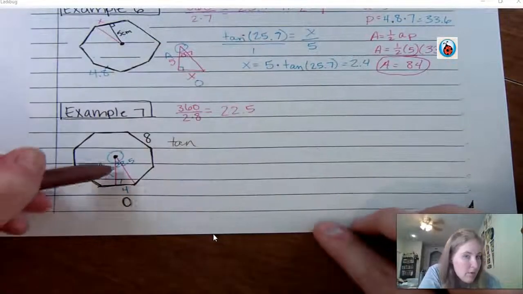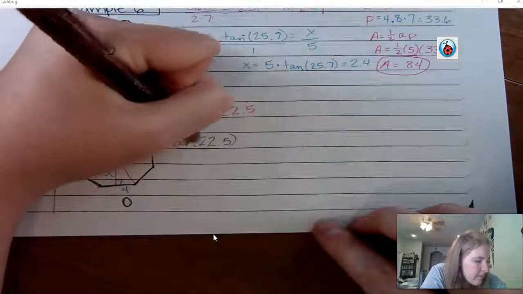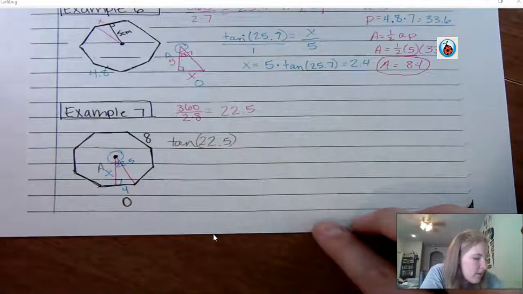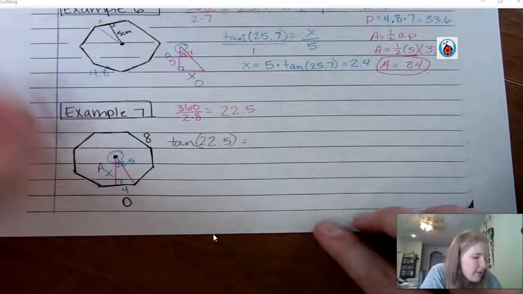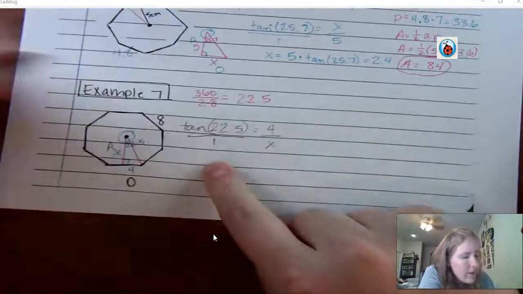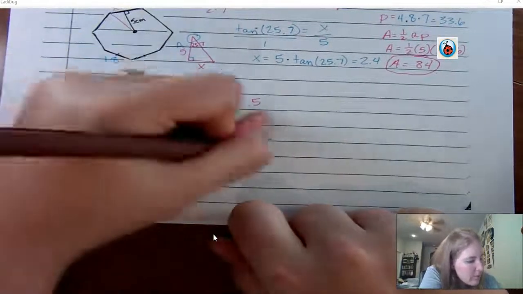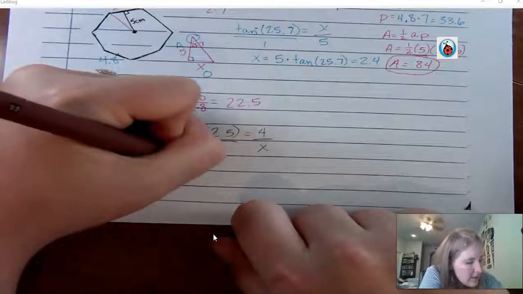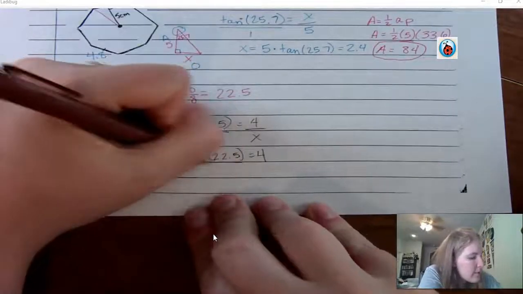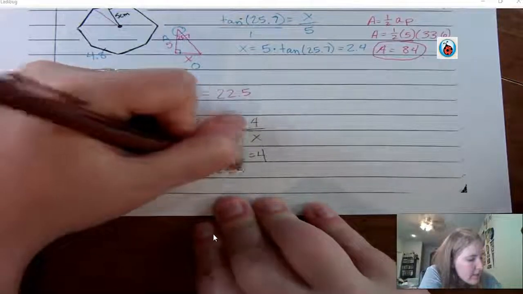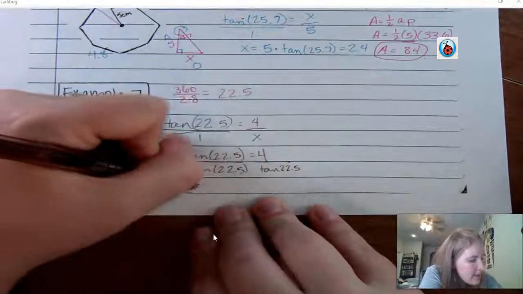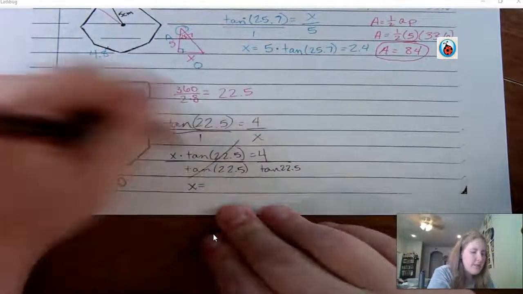So tangent of our angle, it's 22.5 this time. Remember, you find that every time. Depending on the number of sides on the shape, this angle is going to change. It's going to be equal to opposite over adjacent. So this time it's 4 over x. Ooh, x is on bottom. If you remember, when x is on bottom, you have to divide. You guys remember that? So if you cross multiply, you get x times tangent of 22.5 equals 4. We want x all by itself though, so we divide by tangent of 22.5 on both sides. So x equals 4 divided by tangent of 22.5.